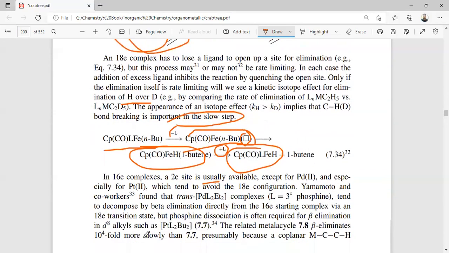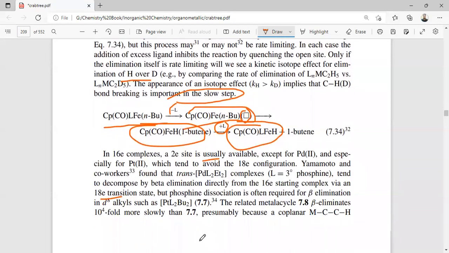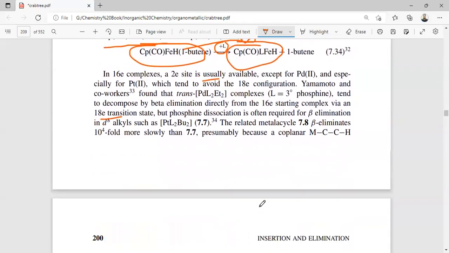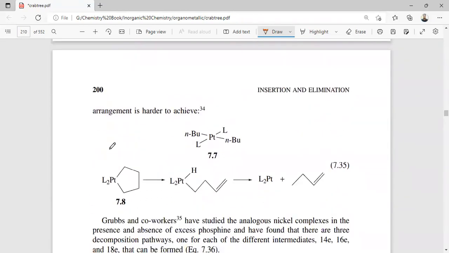Ikariya and co-authors found that the trans palladium L2R2 complex tends to decompose by beta elimination directly from the 16 electron starting complex via an 18 electron transition state. But phosphine dissociation is needed for beta hydride elimination in d8 alkyls such as platinum L2R2. The related beta elimination in the metallacycle is 10^4 times slower than the rest, presumably because the coplanar M-C-C-H bond arrangement is harder to achieve.